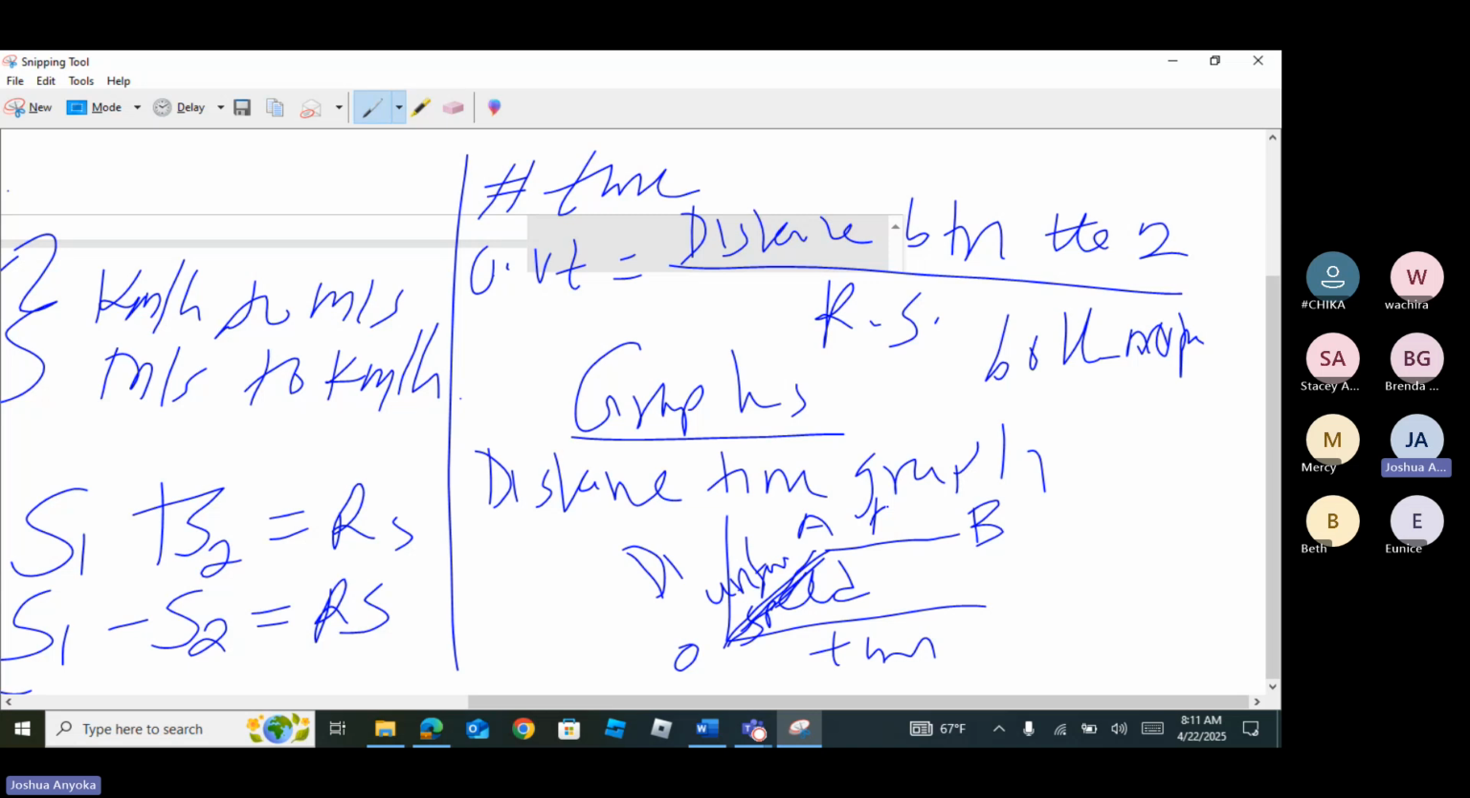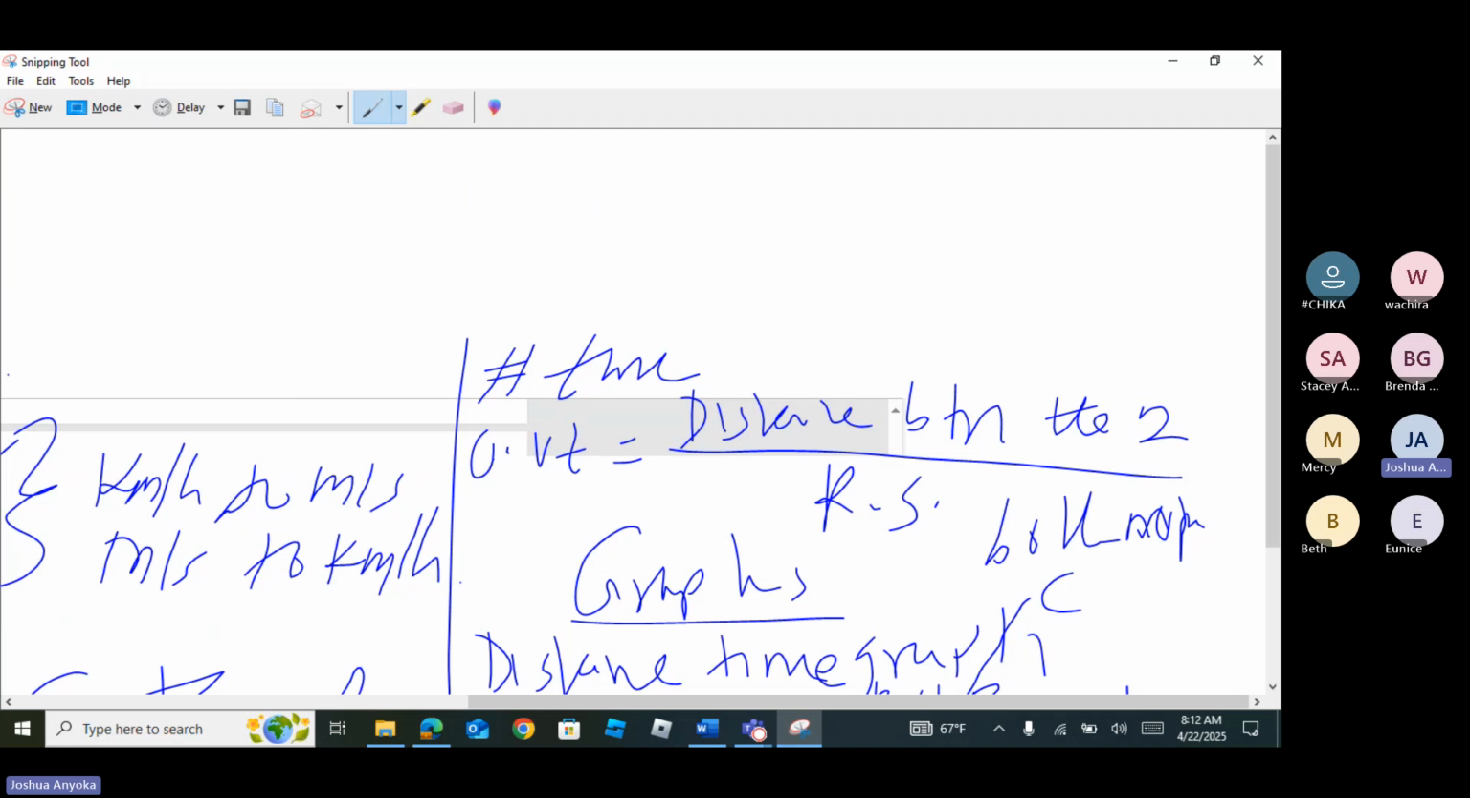From A to B, the body is at rest. Time is moving, but the body is not moving at all. It is not covering any distance. Then B to C is the same as the body is moving at an average speed. That is on the distance time graph. So the gradient of this line would give us a speed, which is measured in kilometers per hour or meters per second. That is on the distance time graph, which I've said is not commonly tested.